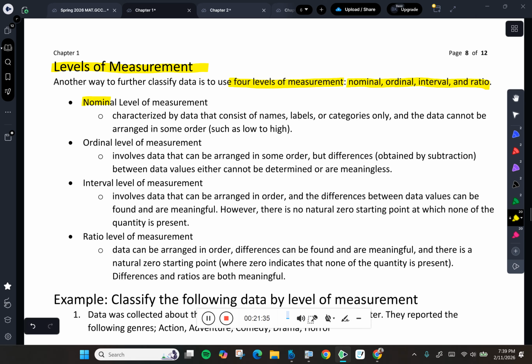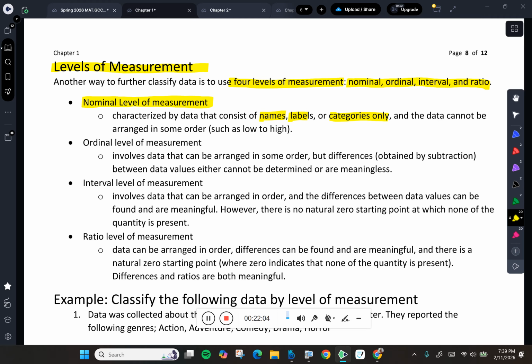The nominal level of measurement is the lowest level of measurement, meaning it is data that is the least crunchable. It is the data that we can do almost nothing with. This is definitely going to be qualitative data, so it's names and labels and categories only. We can't really order it in the sense of this is better than that.